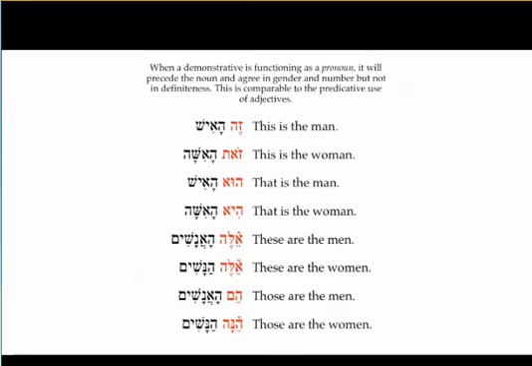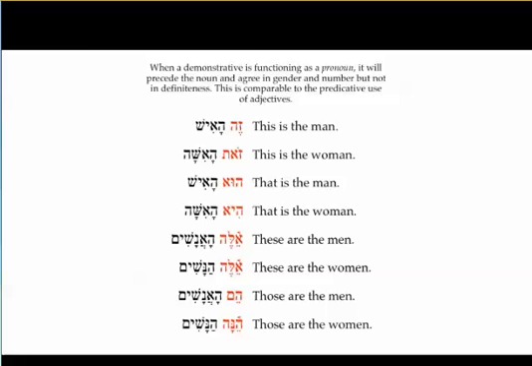The next usage we want to talk about is the demonstrative as a pronoun. In this usage, you'll notice on your screen that all the demonstratives appear before the noun and not after the noun. You'll also notice that the demonstrative agrees with the noun to which it is related in gender and number, but not definiteness. This is very similar to the predicative use of adjectives. They will agree in gender and number, but not definiteness. And these are how demonstrative pronouns work with the nouns to which they are related.